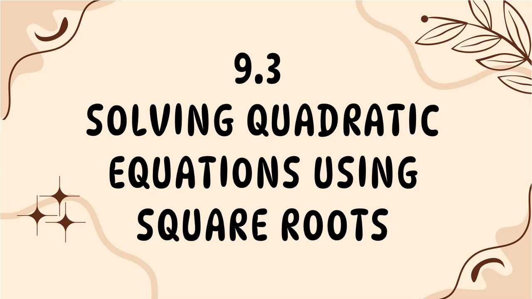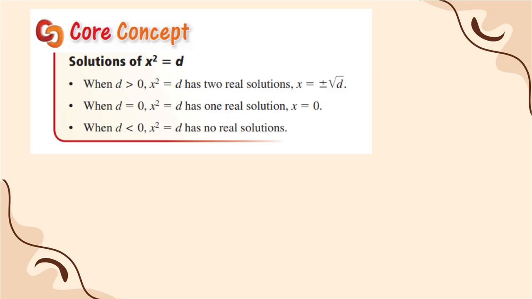9.3, solving quadratic equations using square roots. Okay, so the core concept here will be the solution of x squared equals d. If you recall in 9.1, we studied properties of square roots. Now we use those square roots to solve quadratic equations of the form ax squared plus c equals 0.